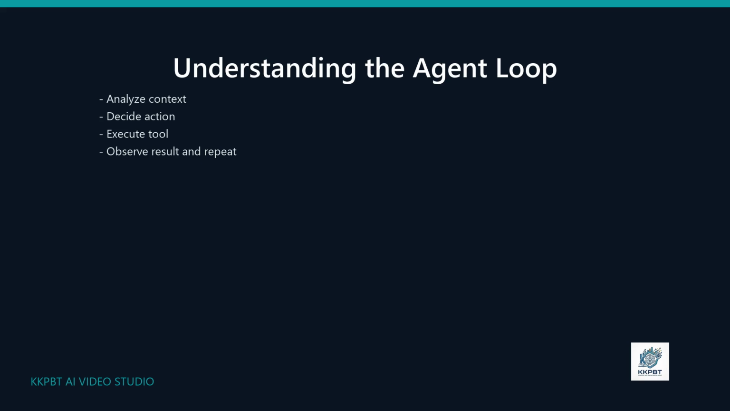An agent loop is totally different. Instead of stopping after one answer, the AI enters an automated cycle. It follows 4 continuous steps: analyze the situation, decide on an action, execute a tool, and observe the result. It repeats this cycle automatically until the job is complete.